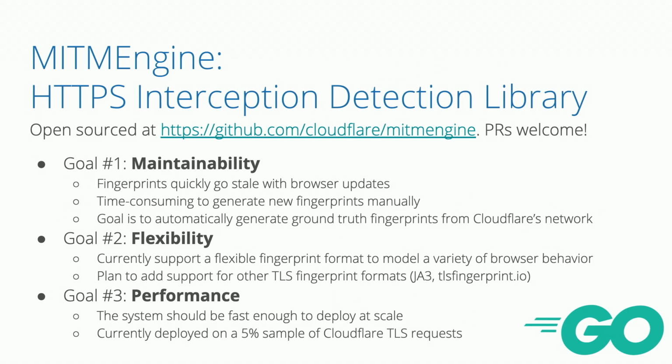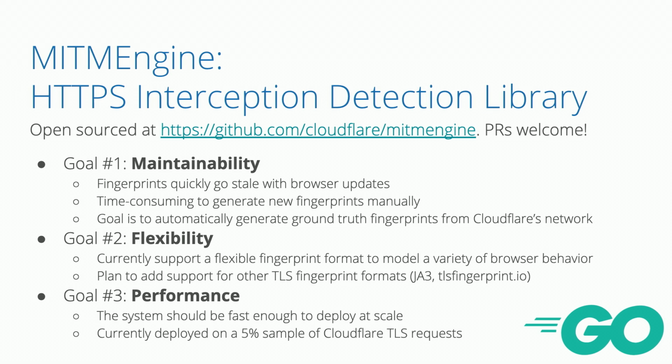So we're finally ready to talk about the tools that we built at Cloudflare for doing HTTPS interception detection. We built an open source library written in Go for this purpose, which we call Monster in the Middle engine. Some of the initial goals we had when developing this project are, first, for it to be maintainable. Fingerprints in the database quickly go stale as browsers are updated, and it's time consuming to generate and vet new fingerprints manually. So we hope to be able to automatically generate fingerprints that we trust from connections observed from Cloudflare's network, much like Cisco's doing now.